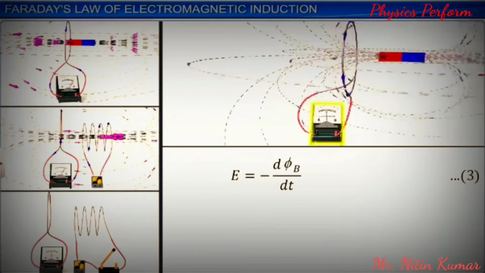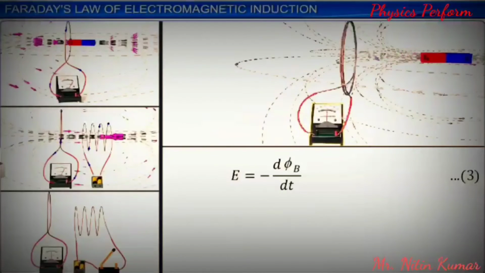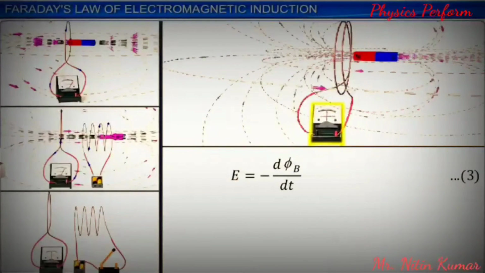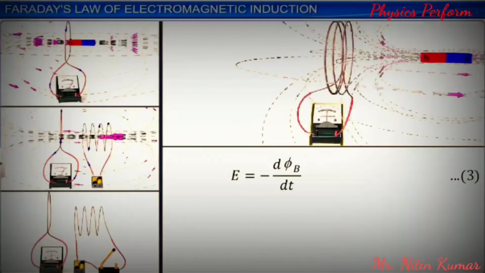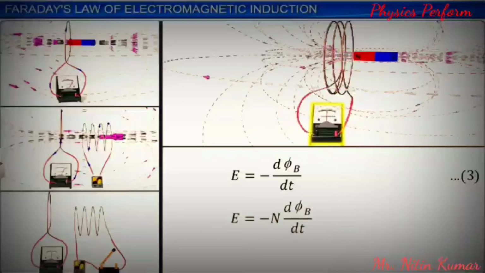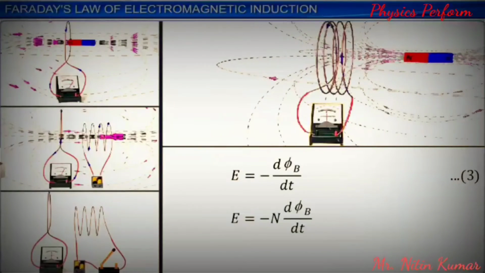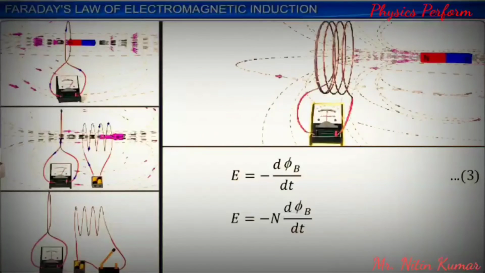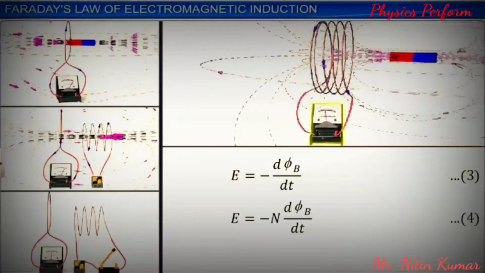When n number of turns are closely wound to form the coil, the change of flux with time for each coil is the same, and we can write the total induced EMF as E is equal to minus n into d phi B divided by dt. Let this be equation 4.